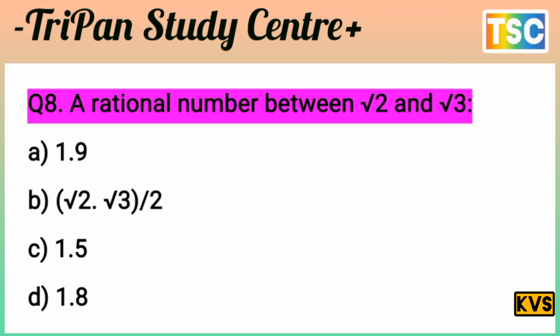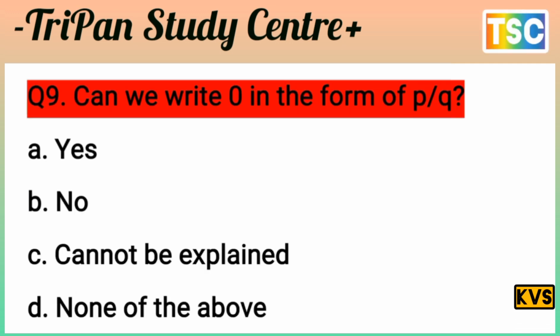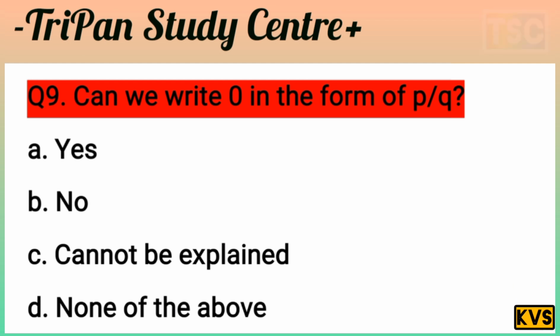1.5 is correct here. Let's see the next question, that's important. Can we write 0 in the form of P upon Q? That's a clear question, important for the exam.